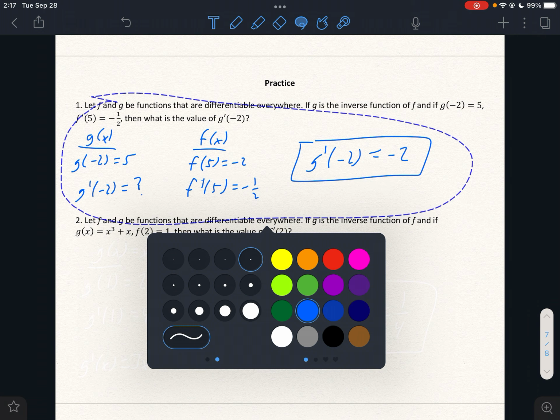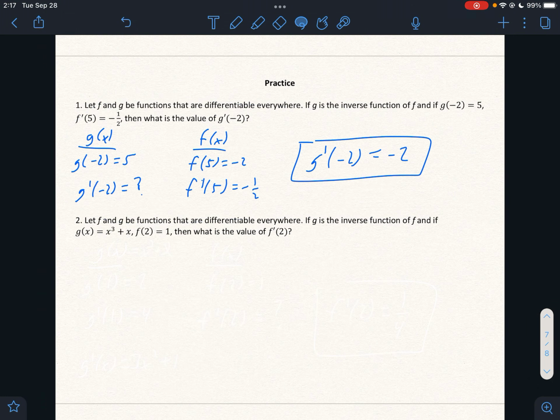All right, here's my work and answer for the first problem. You can see that g and f are inverses. We know that on g, the point is negative 2, 5. Therefore, the point on f is 5, negative 2. We know the slope at f prime of 5 is negative 1/2. So then the slope of g at negative 2 would be the reciprocal of that, negative 2.